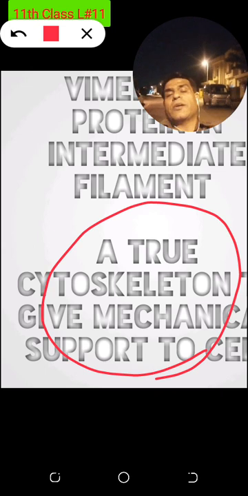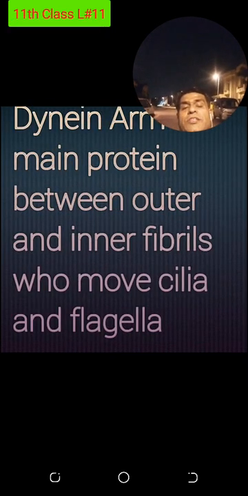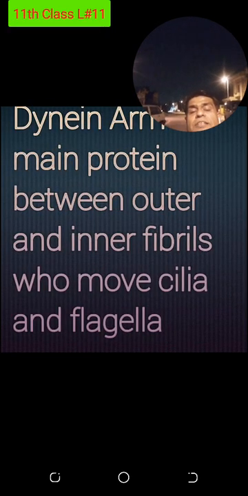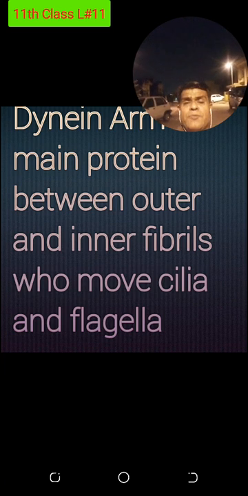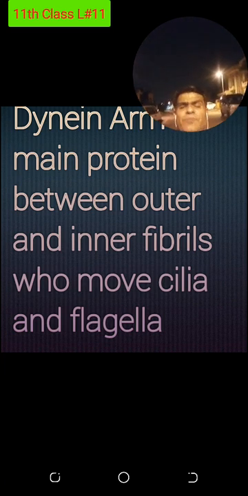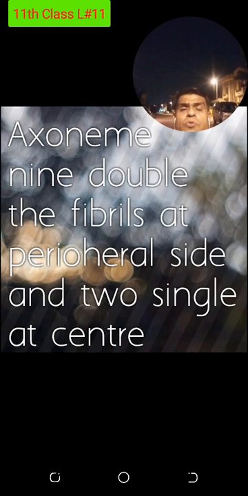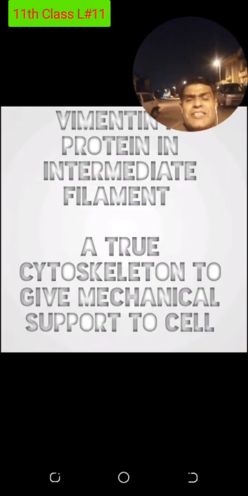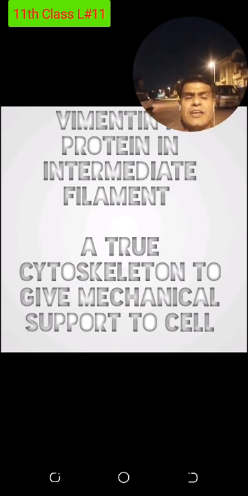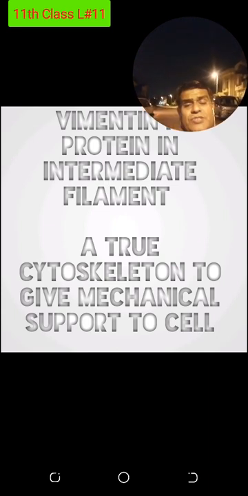So we'll go back to another slide which I want to show you. This one is the dynein arms. Dynein arms are the main protein between the outer and inner fibril that move cilia and flagella. Before reaching this slide, I would like to show you one diagram. Just hold on. And I may not discuss dynein arms in this lecture, because dynein arms are present in the structure of cilia.